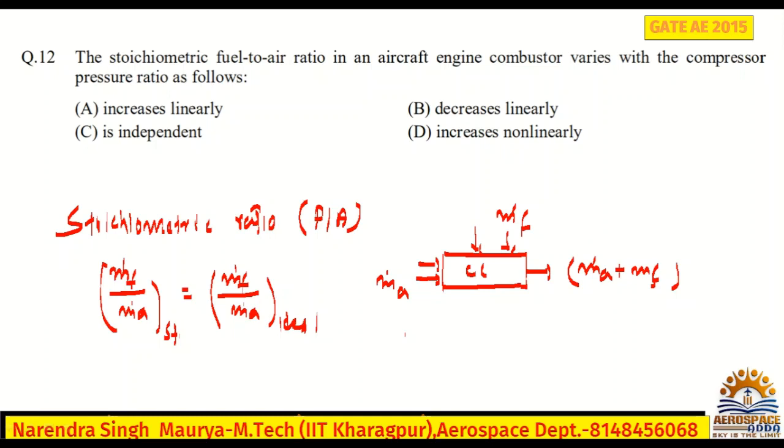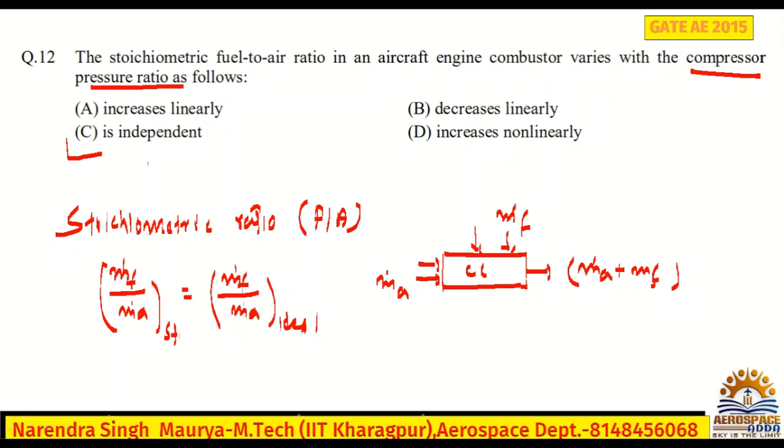So that will not depend on the compressor pressure ratio. See, here they have said it is depending on the compressor pressure ratio. No, it is not going to depend on the compressor pressure ratio, because it is the fuel to air ratio you are giving, that is the input. They are not talking about what is going to happen after burning. They are saying, when you take the proportion, what should be the amount of fuel and what should be the amount of air, that will not depend on the compressor pressure ratio. So what is the correct answer? It is independent. It will not increase, non-linearly increase, or decrease, because it is totally independent.